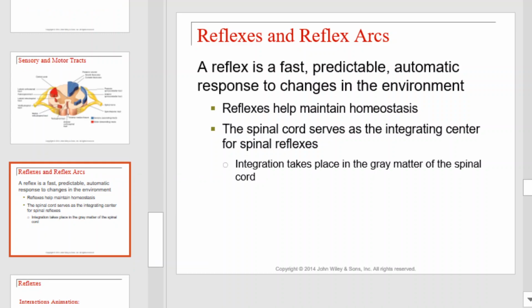Reflexes and reflex arcs. A reflex is a fast, predictable, automatic response to changes in the environment. Reflexes help maintain homeostasis. The spinal cord serves as the integrating center for spinal reflexes. Integration takes place in the gray matter of the spinal cord.